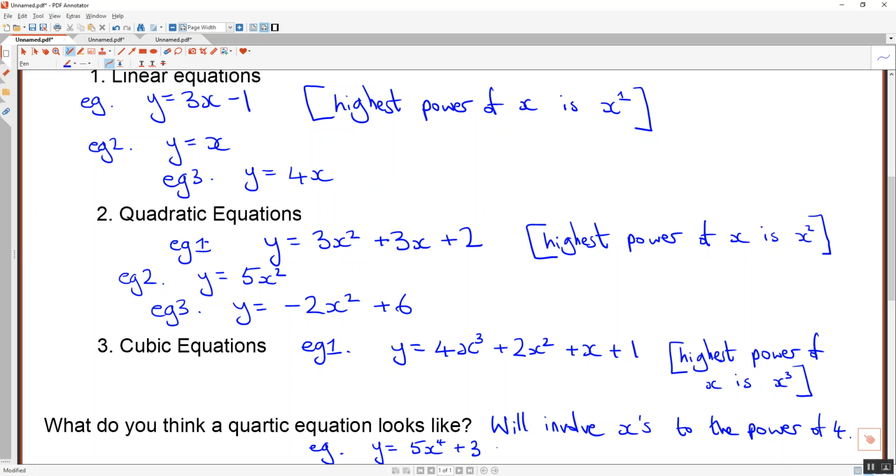What do you think a quintic is? Power of 5. It's pretty simple, self-explanatory. Are you getting it down?